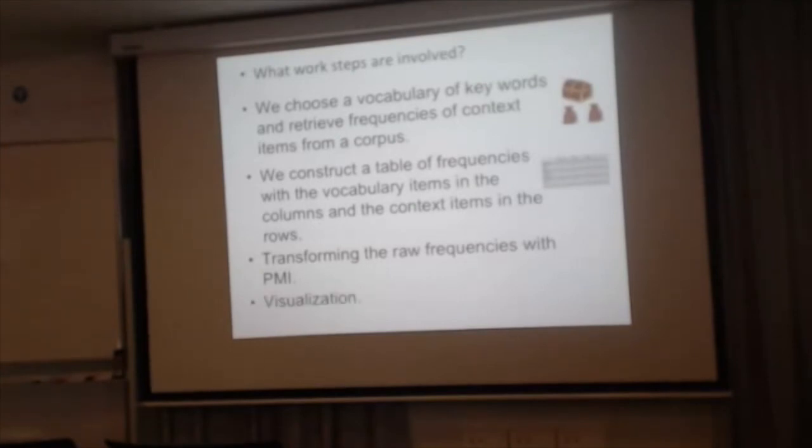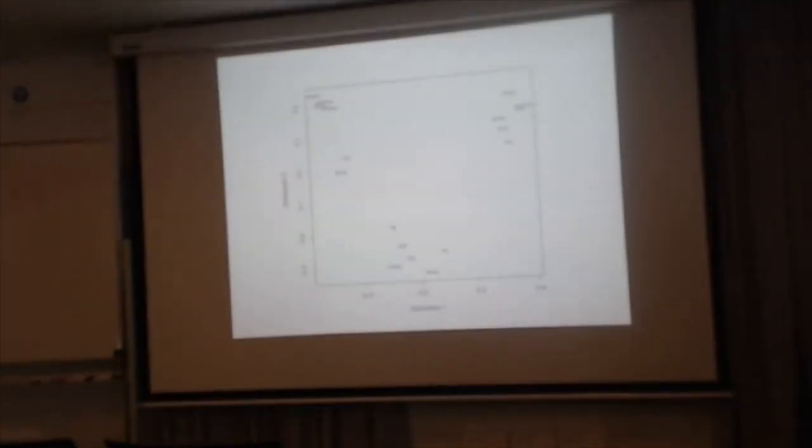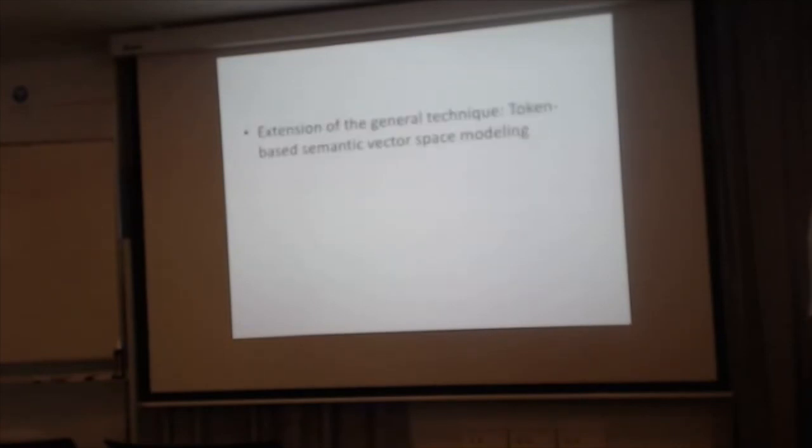raw frequencies. Right. And this then brings us to the fourth and final step, visualization. So with the table that contains the values of pointwise mutual information rather than raw frequencies, we can create visualizations like this. And there are many methods available that can do this. We used multidimensional scaling. So how do we get back to asymmetric priming?